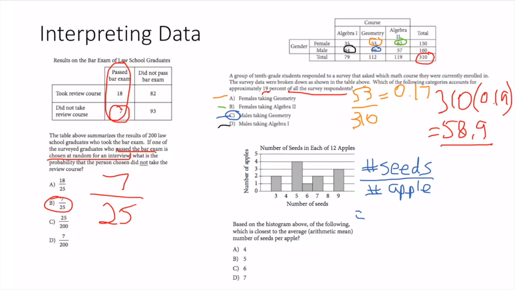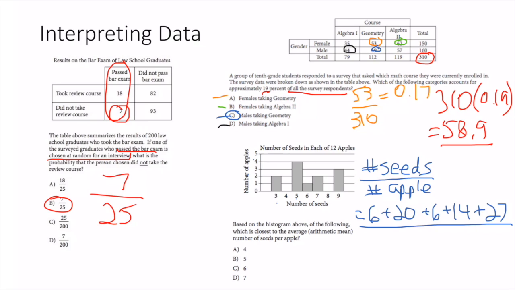Okay, there are 2 apples with 3 seeds. So there's 6 seeds total there. There's 4 apples with 5 seeds. So there's 20. Okay, there's 1 apple with 6 seeds. There's 2 apples with 7 seeds. And then there's 3 apples with 19 seeds. Okay, so that's the total number of seeds. I'm going to divide by the total number of apples.